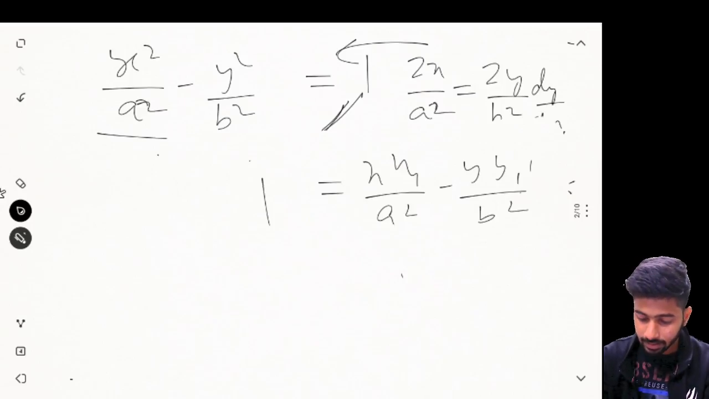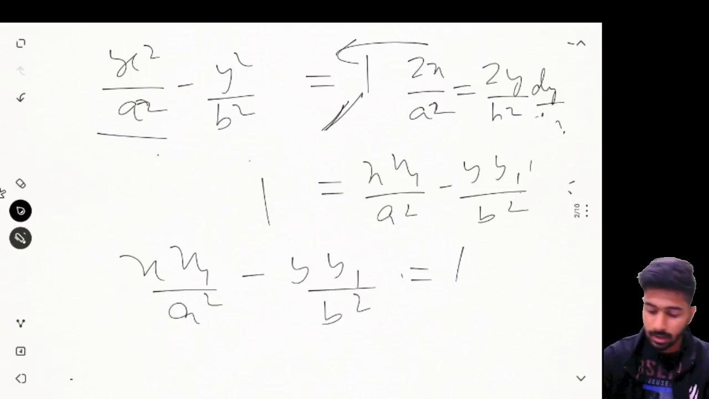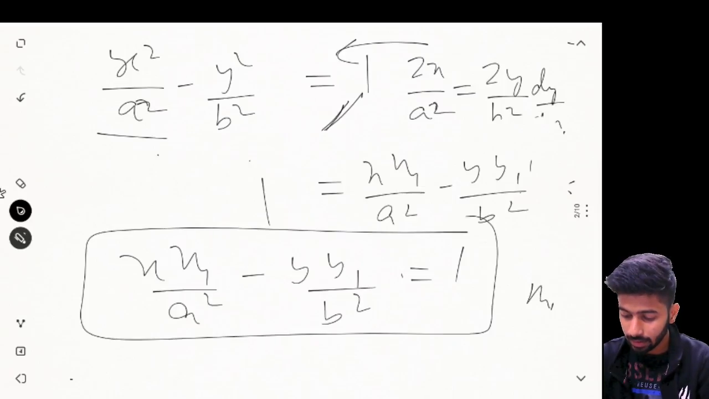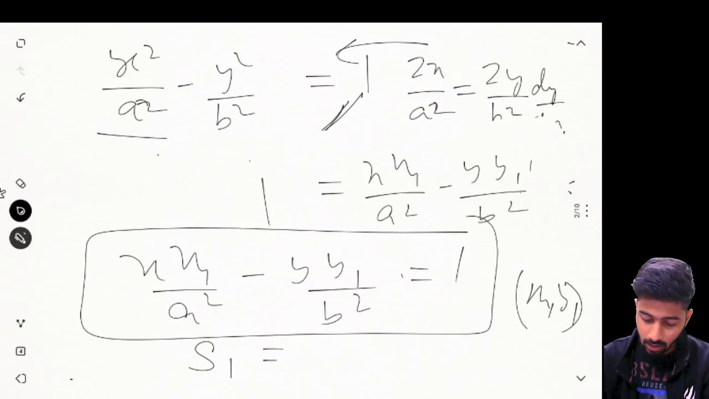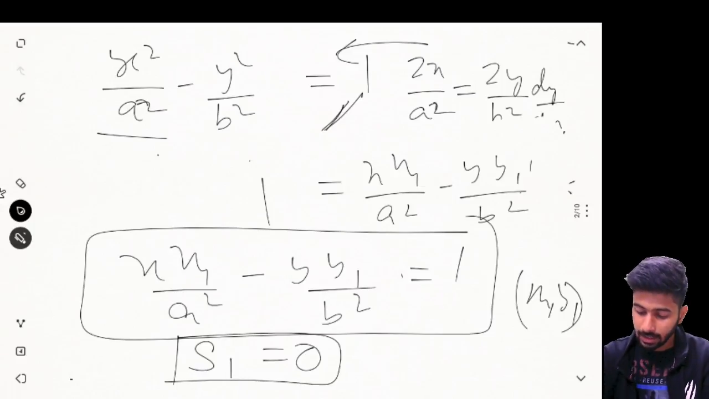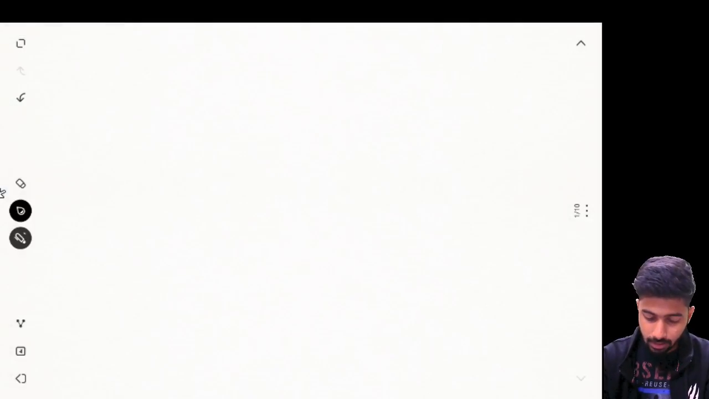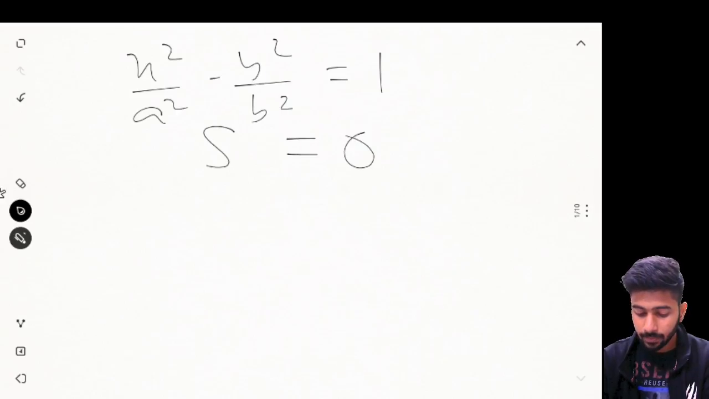And now finally rewriting this equation, what we have is x x1 by a square minus y y1 by b square is equal to 1. This is the equation of the tangent to the hyperbola at x1 y1. I can simplify this and write it in a short notation called S1 is equal to 0. What does S1 mean? S means this: x square by a square minus y square by b square minus 1 is equal to 0. Let this be S is equal to 0.